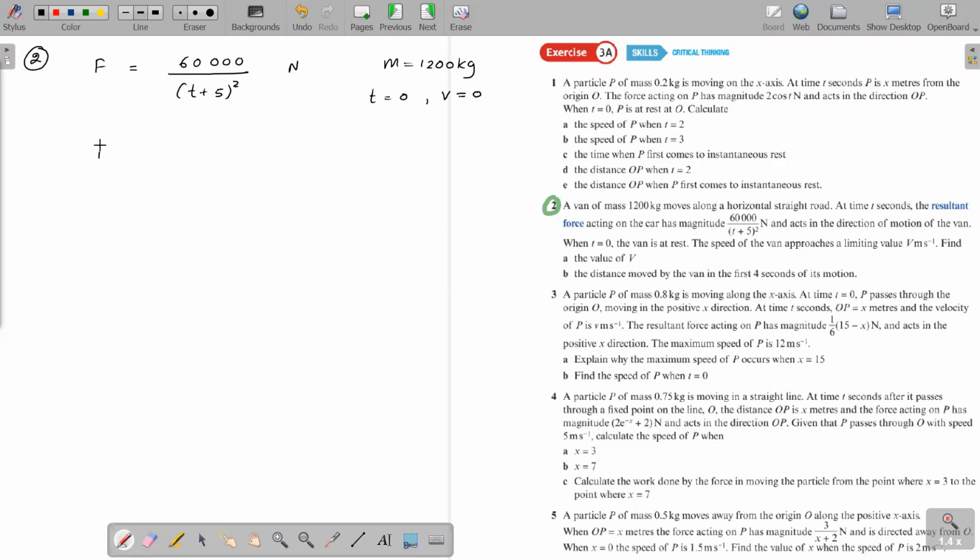So what do we use here? We will be using F equals ma. To find the speed, I have to get the v value. So for acceleration, we will use what? Since force is a function of time, we will use dv by dt. So the force, 60,000 over (t plus 5) squared, dt equals m times dv. The mass is given to us: 1200.